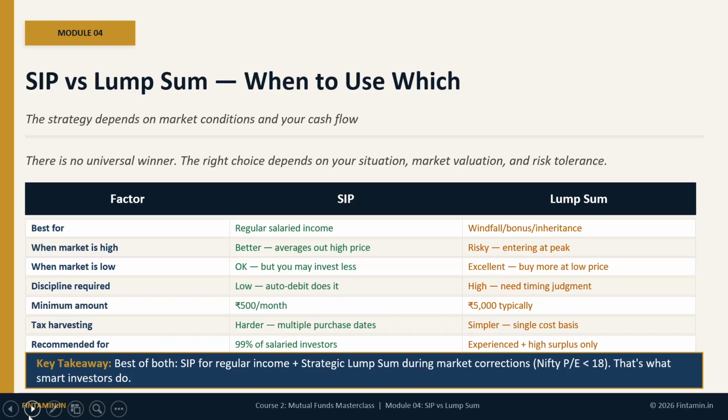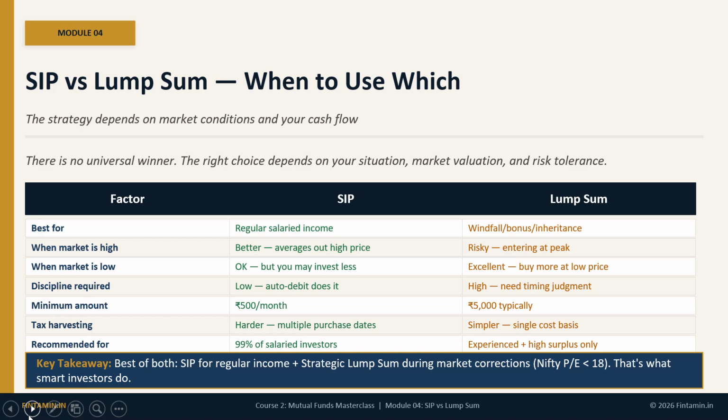SIP versus lump sum. When to use which? SIP is best for regular salaried income. You get your salary, a portion goes into your SIP automatically. Simple, disciplined, and effective. Lump sum is best when you receive a large amount suddenly: a bonus, inheritance, property sale proceeds, or maturity of an insurance policy.